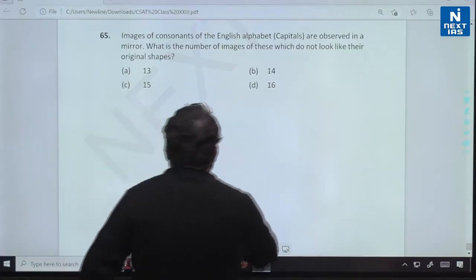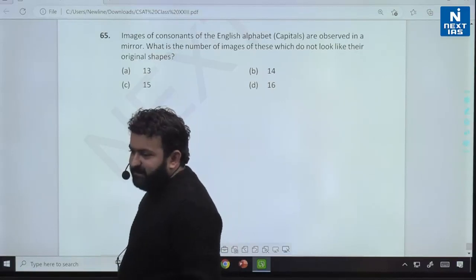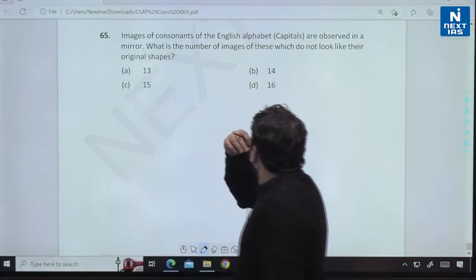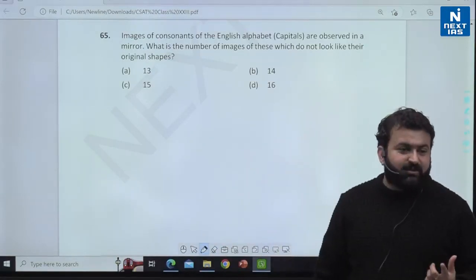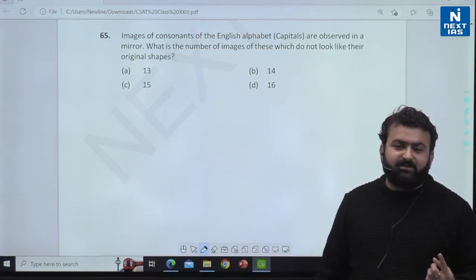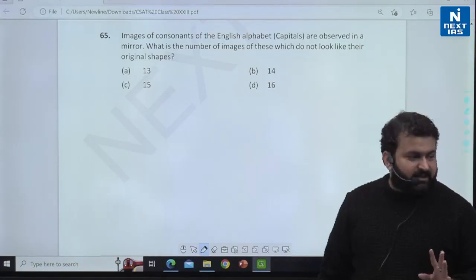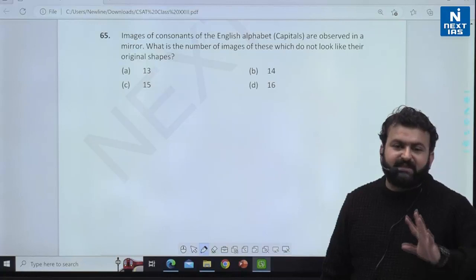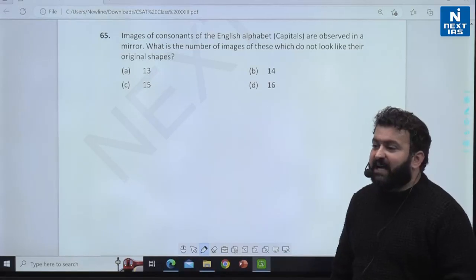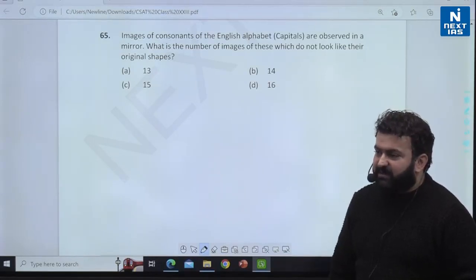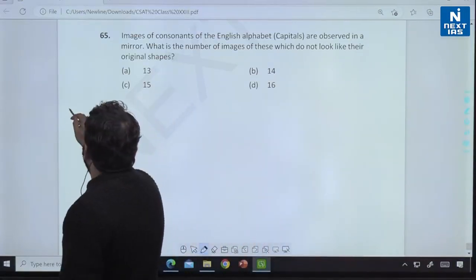So now in this case, images of consonants of the English alphabet capitals are observed in a mirror. What is the number of images of these which do not look like their original shapes? Now it is talking about images of consonants, not all the alphabets. There are a total of 26 alphabets. Out of 26, 5 (A, E, I, O, U) are vowels. Remaining 21 are consonants. So now, all of you just write down A to Z in capital letters.